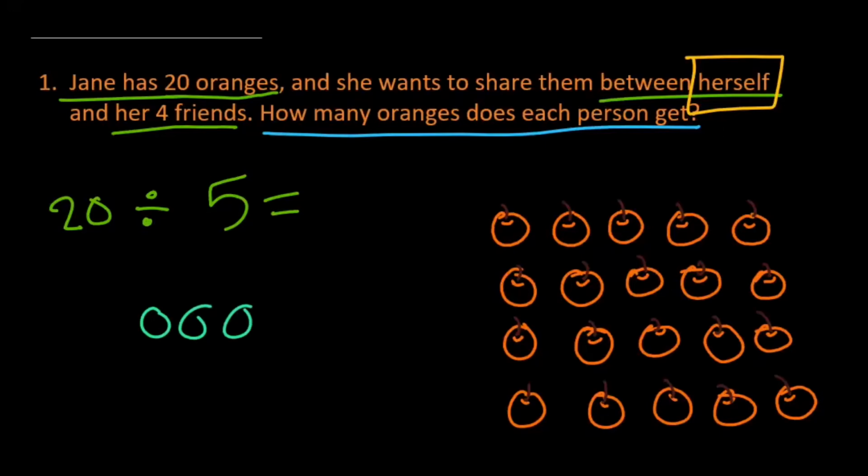1, 2, 3, 4, 5. There would be 5 oranges in each group, and that just wouldn't make it right. That's not right for this problem. So it's 5 groups of oranges. So we have to divide the 20 into 5 groups of oranges.